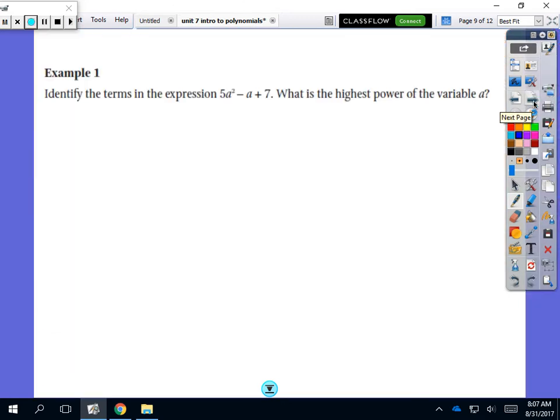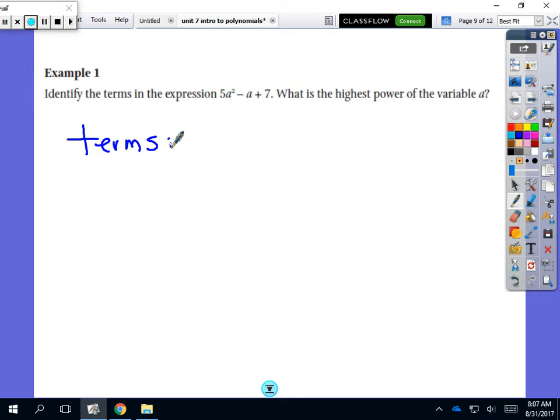So identify the terms in this expression. So the terms. And I want you to try these 3 examples before I do them on the board. So at this point, the video should be paused. And as a class or with your partner, go ahead and try these 3 problems. And then turn it back on after you finish.